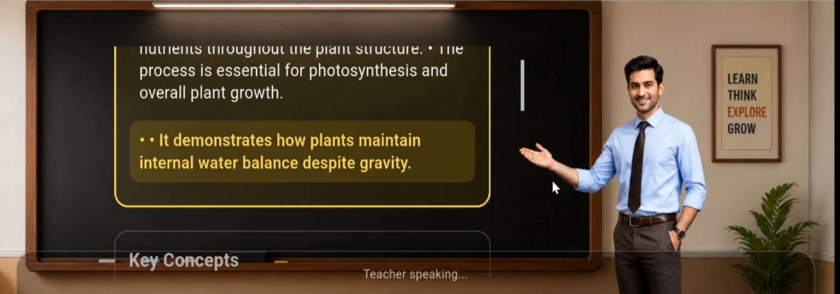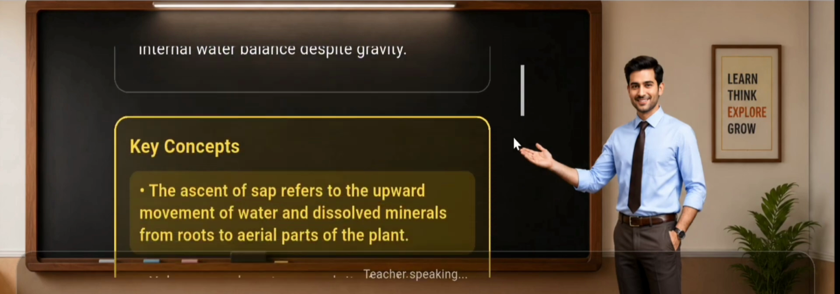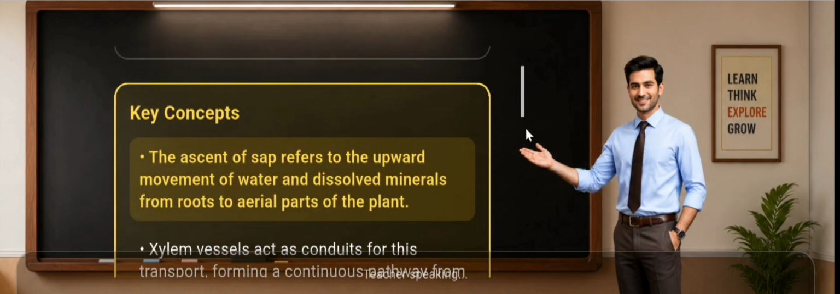Plants manage their internal water balance even when gravity pulls water downward. The term, ascent of sap, describes how water and dissolved minerals travel upwards from the roots to the top parts of the plant.